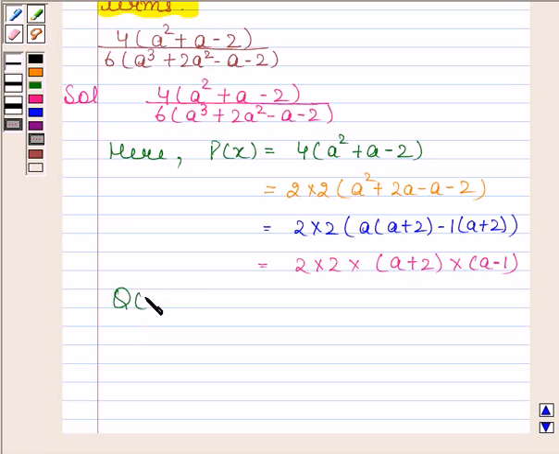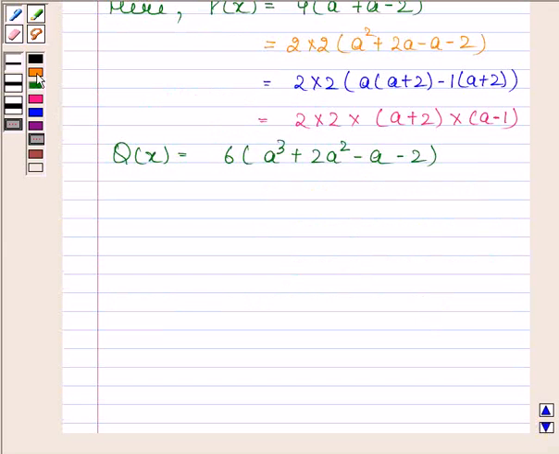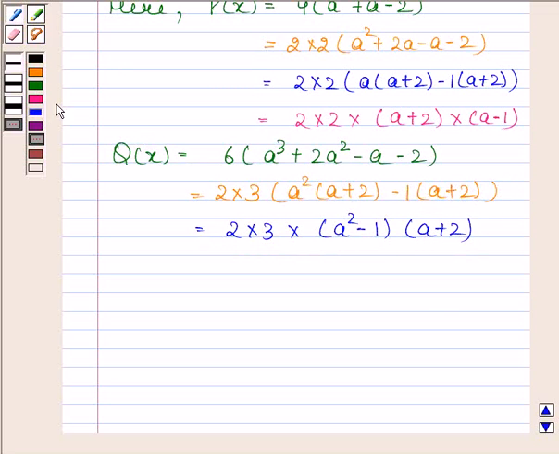Now q(x) is equal to 6a³ + 2a² − a − 2. Now 6 can be written as 2 into 3. We will take a² common from the first two terms, so we have a²(a + 2). Now we will take minus 1 common from these two terms, so we have −1(a + 2). And this is equal to (3a² − 1)(a + 2), which is equal to 2 into 3 into (a + 1)(a − 1)(a + 2).